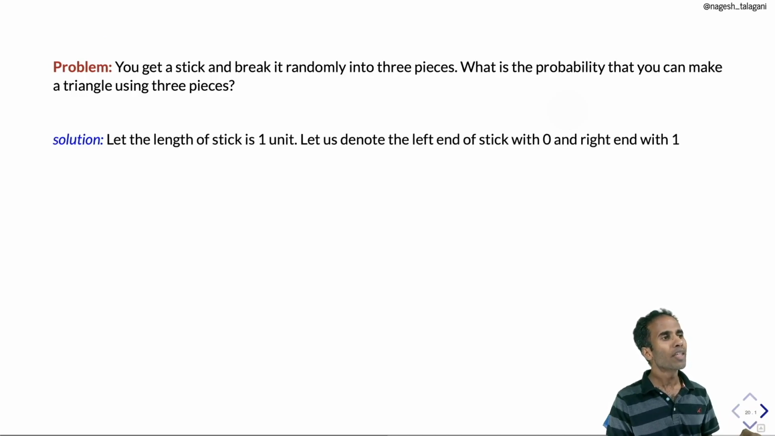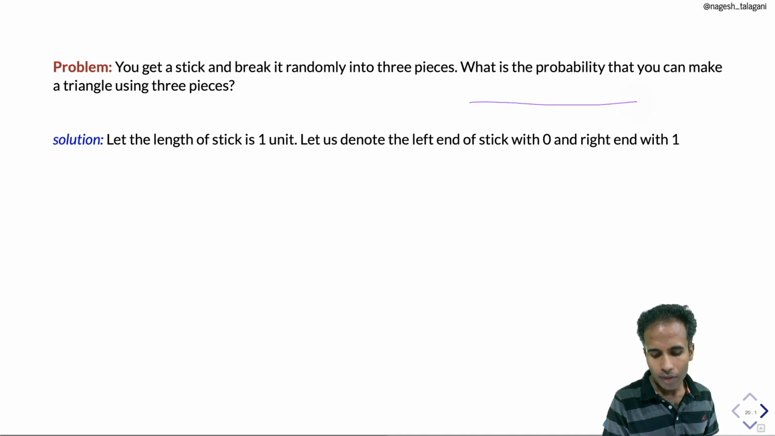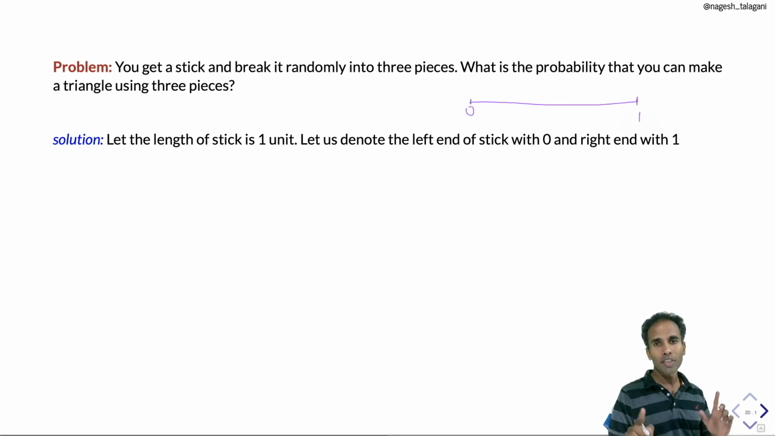Let the length of the stick be 1 unit. Let us denote the left end of the stick with a 0 and the right end with a 1. Okay, let us say this is our stick, left end with a 0, right end with a 1. The length of the stick is 1 unit.